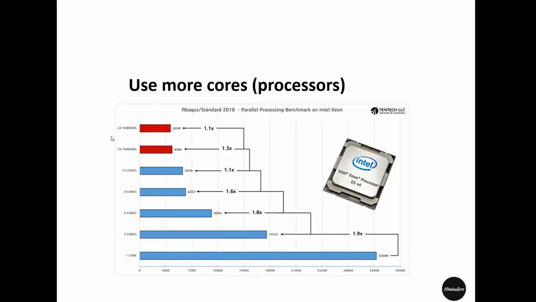First, let's see how using more cores helps simulation runtime. This benchmark shows the importance of using multiple cores in a Xeon processor. This trend is also true for your i5 or i7 processor. If you increase from one core to two cores, it increases your simulation speed by about 1.9 times. And further, if you increase from two cores to four cores, it increases your simulation speed by 1.8 times.